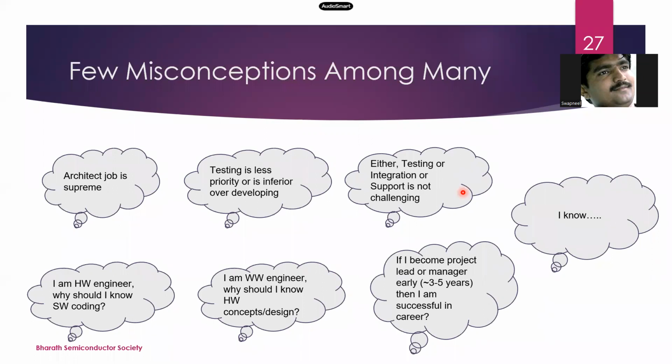Another misconception is that I'm a hardware engineer, why should I know the software coding, or vice versa? If I'm a software engineer, why should I know the hardware concepts and design? These are misconceptions, as Hari previously told, that if we want to design a system for medical, or if we want to design a system for a space station, then cross-domain information is definitely required.